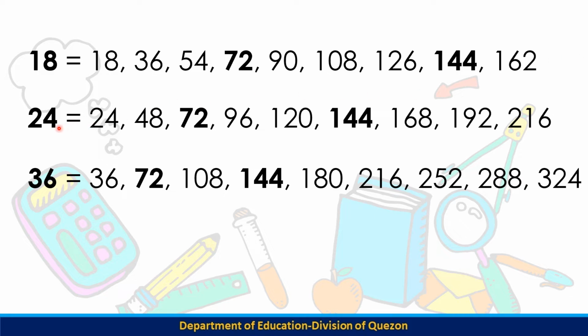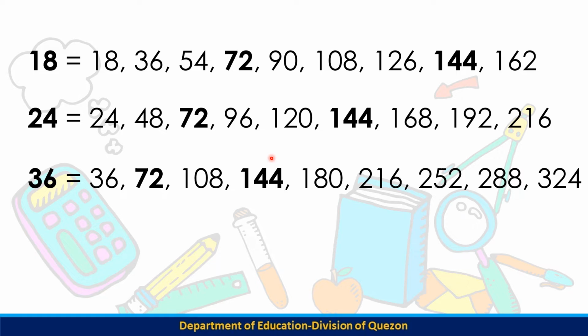Then, 24. 24 times 1 is 24. 24 times 2 is 48. 24 times 3 is 72, and so on and so forth. The 36, ganun din po. 36 times 1 is 36. 36 times 2 is 72. 36 times 3 is 108. 36 times 4 is 144.